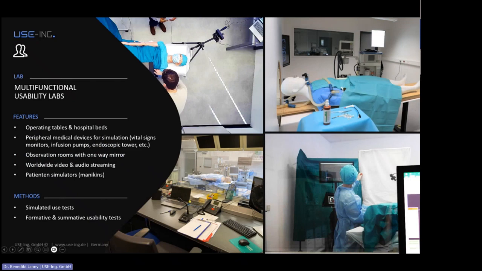Therefore, we are running state-of-the-art usability labs equipped with simulated use environments, including operating tables, hospital beds, various peripheral medical devices, and our labs usually feature observation rooms with one-way mirrors, and we provide worldwide video and audio streaming capabilities, which almost also leads us to today's topic.